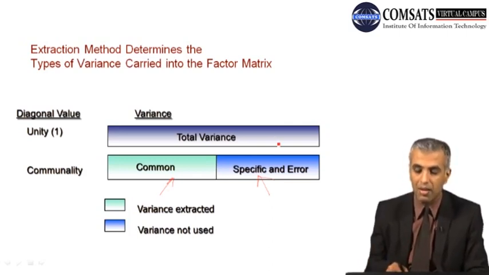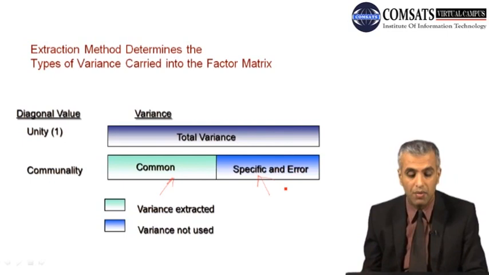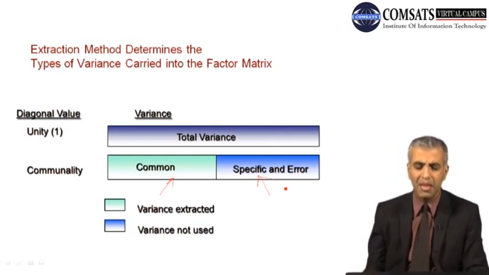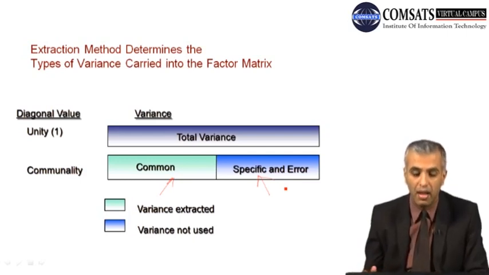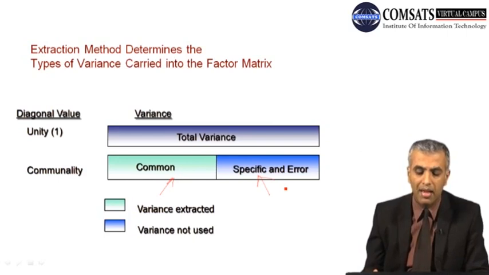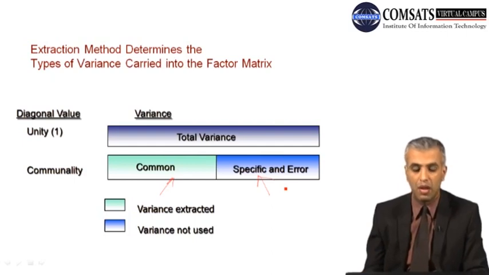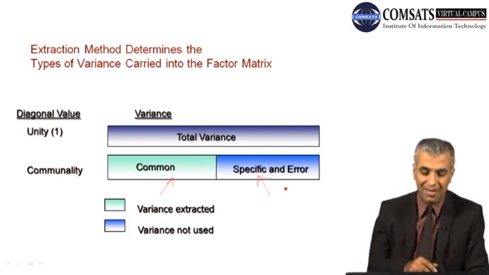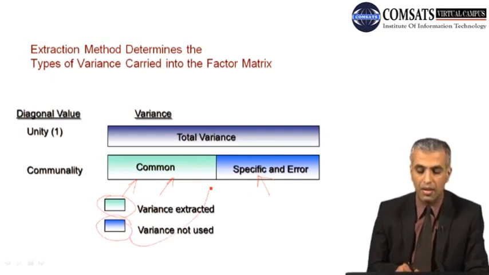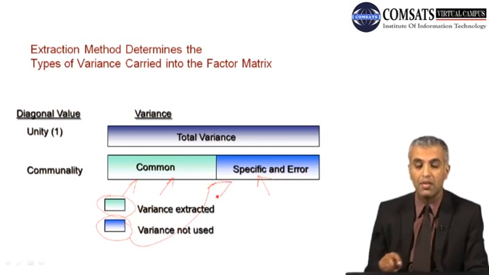The error variance is the one which cannot be explained by any of the variables involved in our data set. So basically that's the total variance which is being explained, and these are the various types which are used. Now here the variance which has been extracted is the common variance, which is shown in this box, and the other variance which is not used is the specific and error variance in this case.